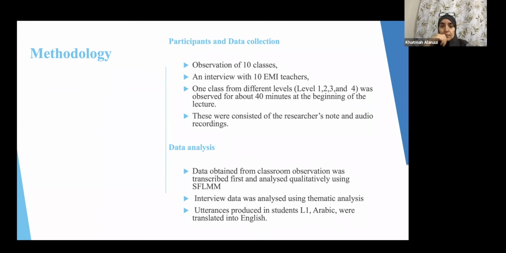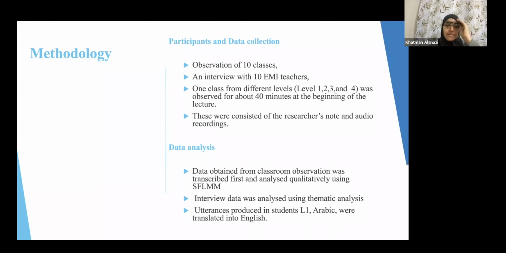The observed classes represented 4 levels of instruction from 1 to 4. Each class was observed for about 40 minutes and it was audio recorded for transcription purposes. Copies of teaching materials were also collected from the teachers, like PowerPoint slides and pictures of models. I was not permitted to video record the lectures, and so my research field notes are further used to describe the actions in the classroom.